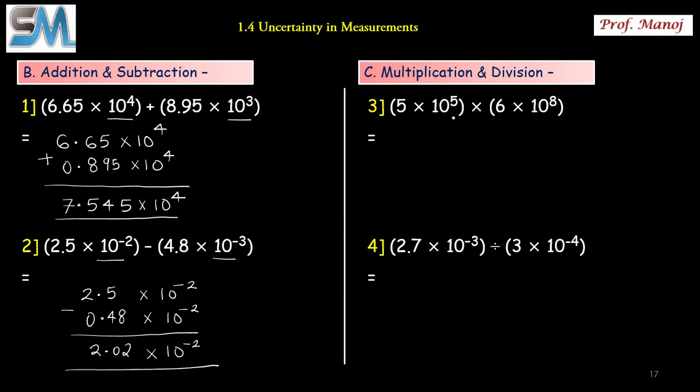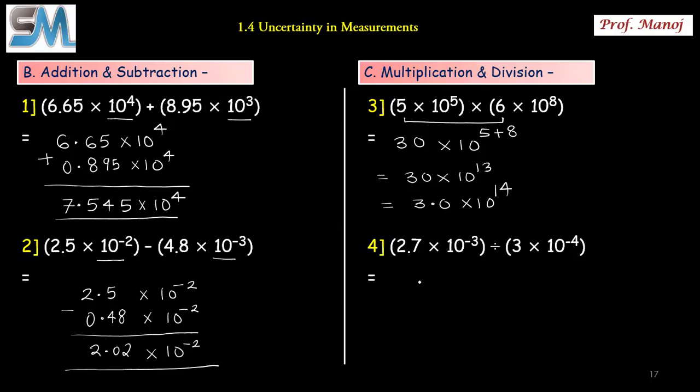When you are going for multiplication of such numbers, you can be a little easy because everything is multiplication. So you don't have to worry. This is simply 6 into 5, that's 30, into 10 raised to 5 plus 8. So the answer is 30 into 10 raised to 13. Or suppose you want to shift the decimal point and report this, it can be this way also.